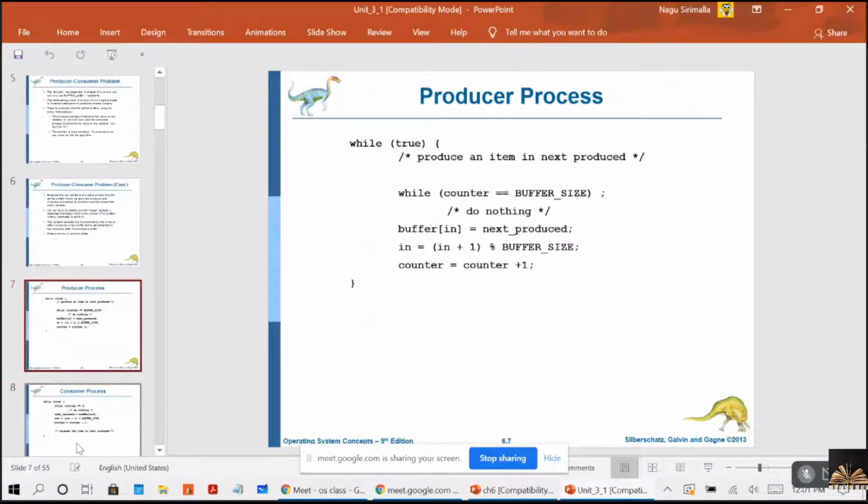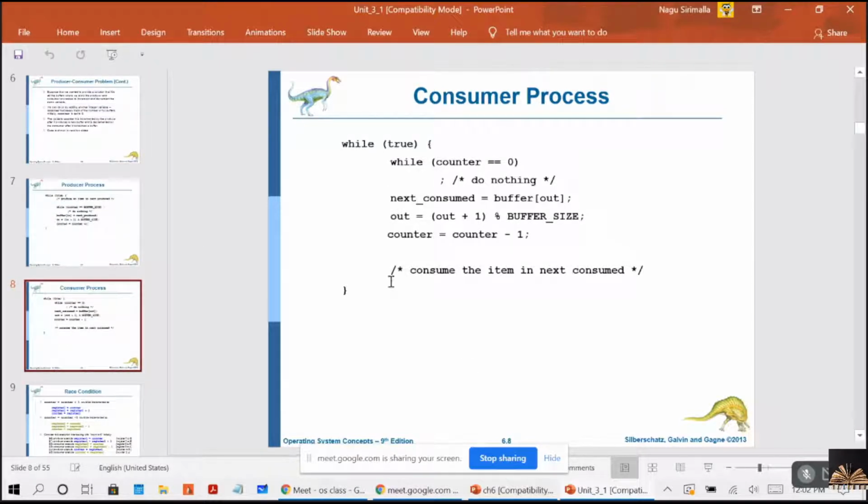So this is the same thing. What we are doing with the counter is, here the counter we are equating with the buffer size, right? So what the producer will do is, he will put the item in the buffer, and he will increment the in variable. And he is incrementing the counter variable, counter equal to counter plus 1. But when the consumer is consuming the item, the counter will be counter minus 1. So here, the counter is equal to the buffer size. You are following me?